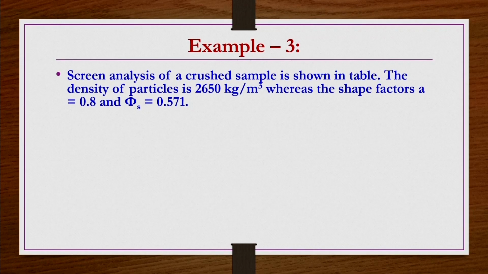So, now we take an example. Screen analysis of a crushed sample is shown in the table. The density of particles is 2650 kg per meter cube, the shape factor is 0.8, and the sphericity is 0.571.